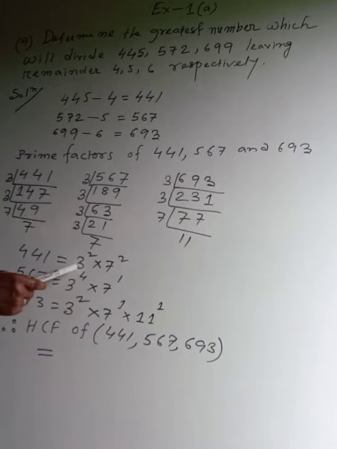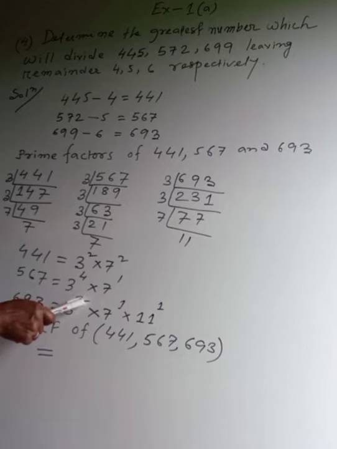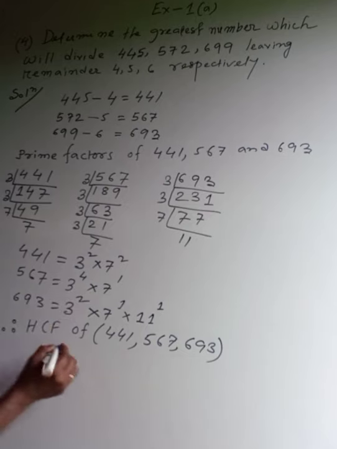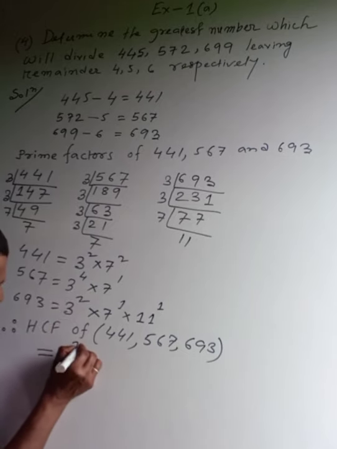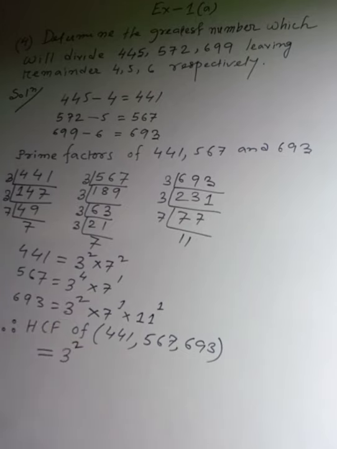Choose the first one, 3, 3, 3. First one is 3 square. Second one is 3 to the power 4. Third one is 3 square. So we have to choose the lowest one. Lowest one is how much? 3 square. Here also 3 square. But here is 3 to the power 4. We have to choose the smallest one. 3 to the power 2. This 2 is the smallest one. So we have to write 3 to the power 2.